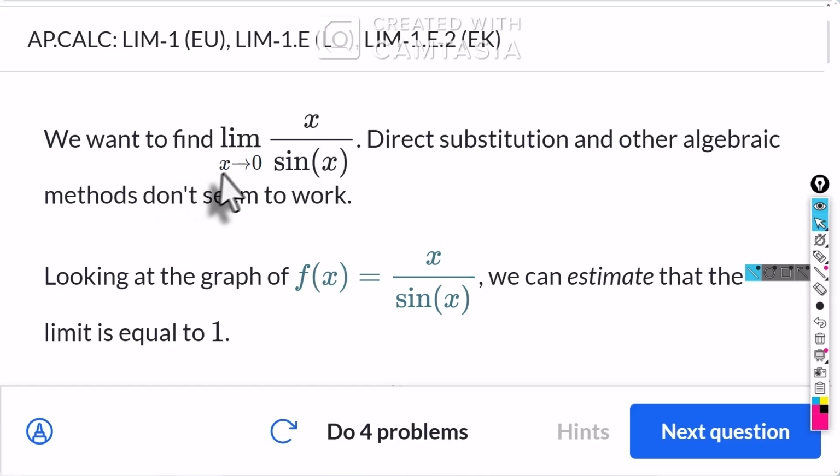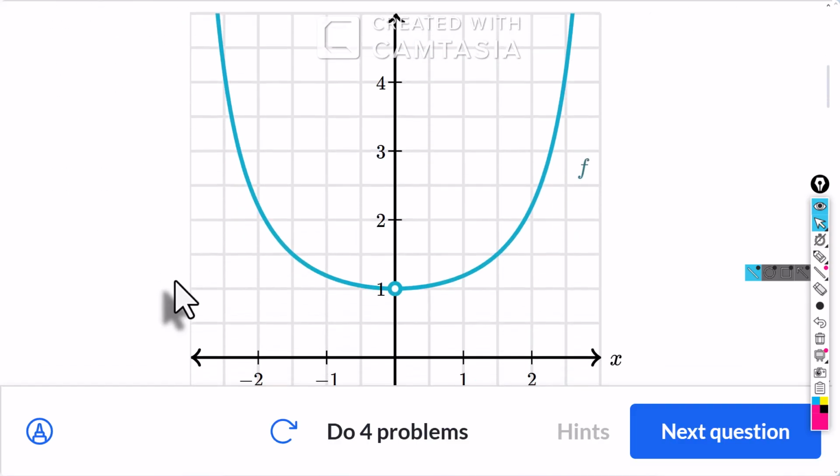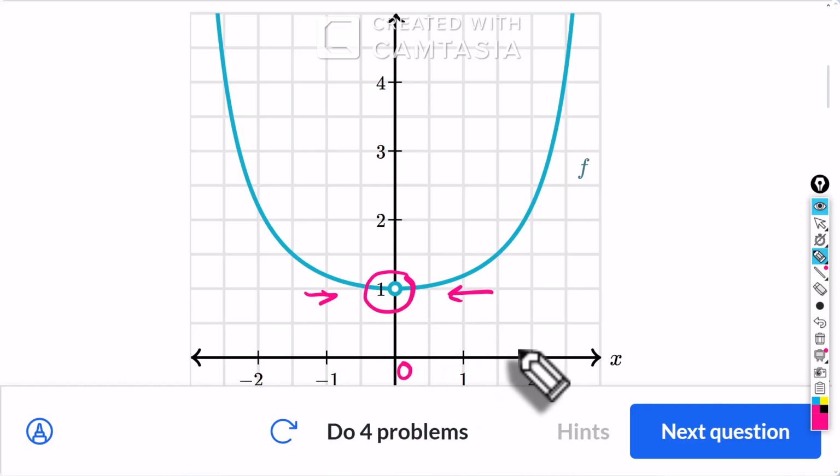So we want to find the limit as x approaches 0 of x over sine of x. Direct substitution and other methods don't seem to work. So they gave us the graph of x over sine of x. They say estimate the limit is equal to 1. This is the graph of x over sine of x. We're doing the limit as x approaches 0. And you can see as the graph approaches from the right and as the graph approaches from the left, it clearly appears that the limit is approaching y equals 1 at x equals 0.